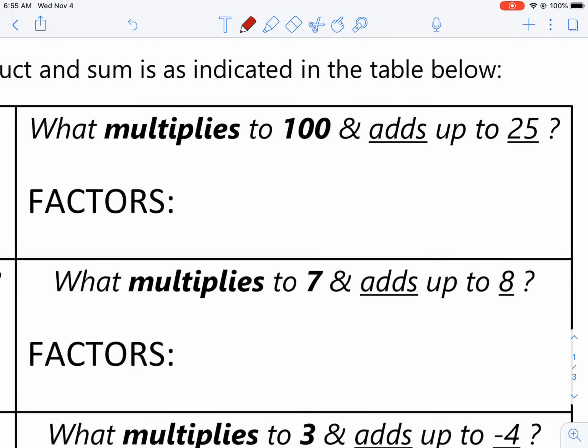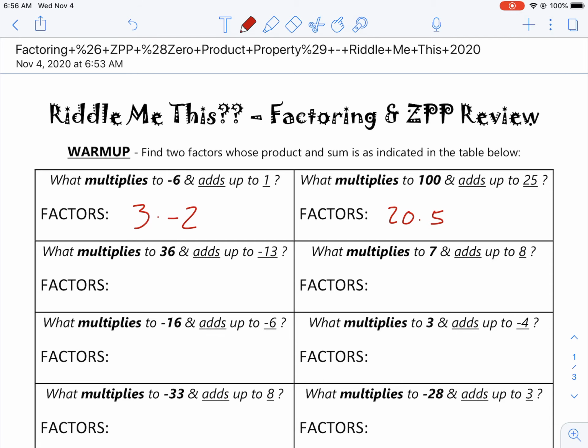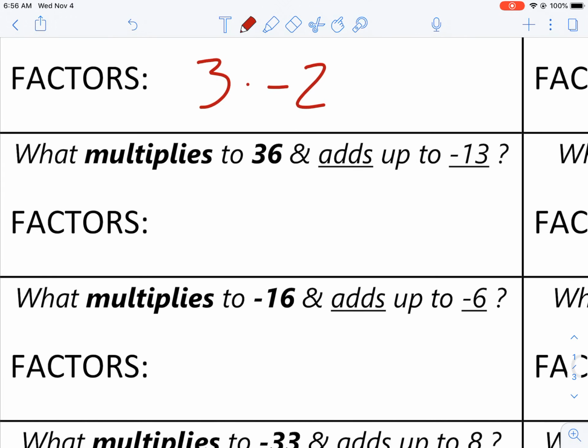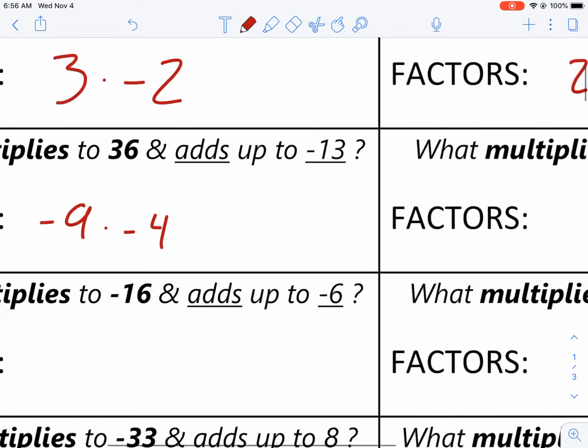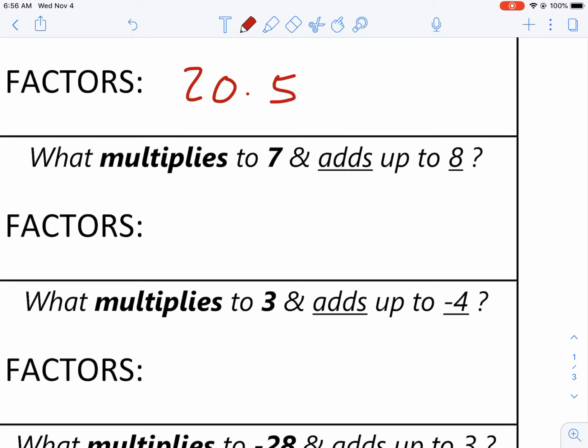What multiplies to 100 and adds up to 25? That'd be 20 times 5. You can finish this page for a warm-up. What multiplies to 36 and adds to -13? So this one, if they're multiplying to be positive and adding to be negative, that means they both have to be negative because a negative times a negative makes a positive. So that'd have to be -9 times -4, would make positive 36 and add to make -13. What multiplies to 7 and adds up to 8? That'd be 7 times 1.